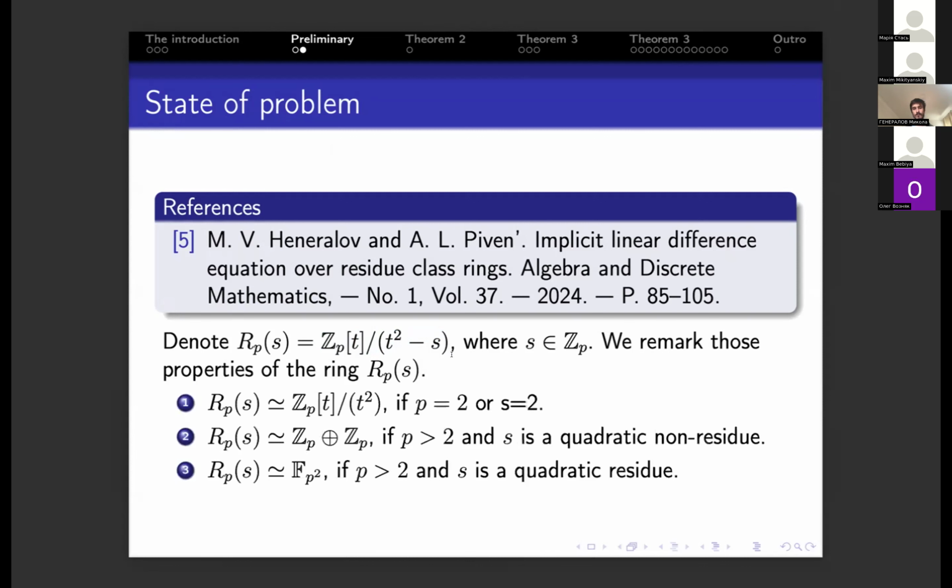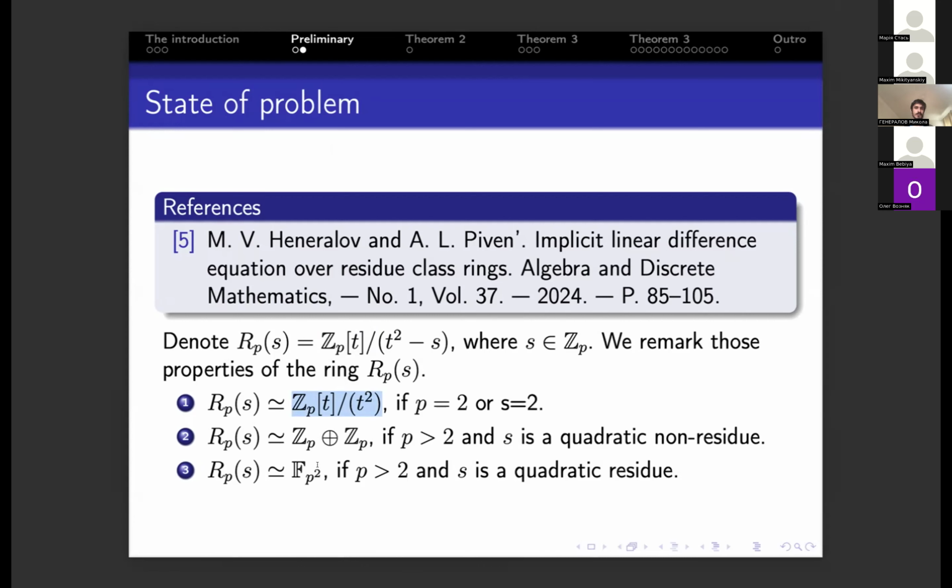The following properties of the ring R_p(s) hold. Firstly, if either p is 2 or s is equal to 0, it is the special ring. In case 2, if p is greater than 2 and s is a quadratic non-residue, it is a direct sum of two fields, Z_p and Z_p. Otherwise, if p is greater than 2 and s is a quadratic residue, then it is isomorphic to the Galois field of order p squared.